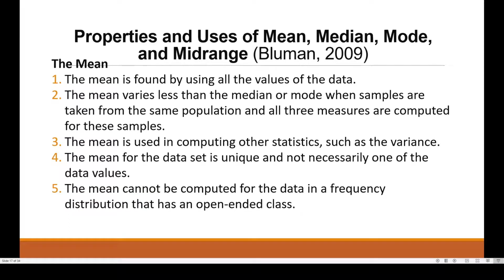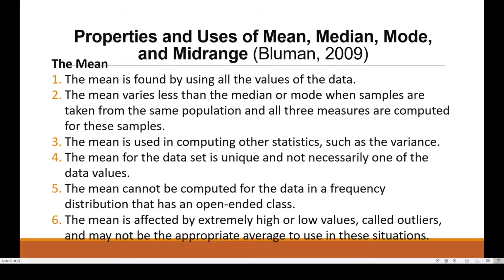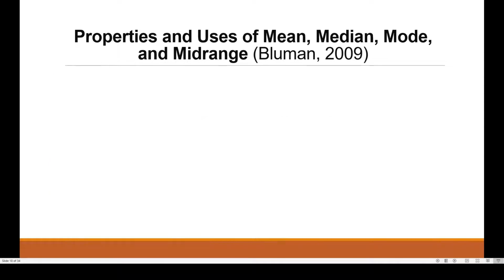The mean for the dataset is unique and not necessarily one of the data values. The mean cannot be computed for the data in a frequency distribution that has an open-ended class. The mean is affected by extremely high or low values called outliers and may not be the appropriate average to use in these situations.